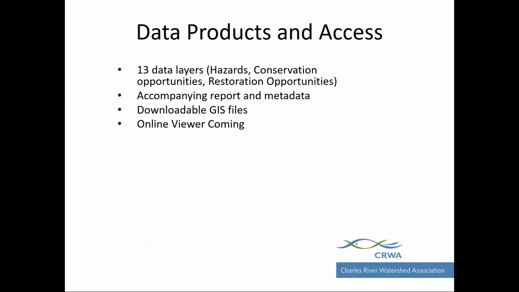So those are just a few of the data products. There's 13 total data layers grouped as to hazards, conservation opportunities, and restoration opportunities. We're in the final stages of finalizing those layers and the accompanying report and metadata. And these will be available as downloadable GIS files, and also will be going onto an online viewer. We're just sorting out where exactly they'll live online, but we want to make them available to communities online.